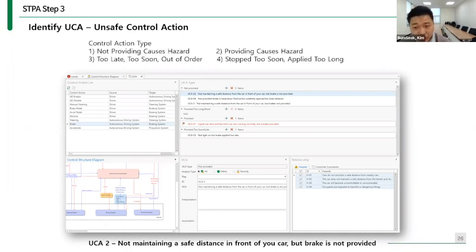Also, it is important to link these unsafe control actions to hazards in advance. Each can be connected to the hazards you already defined or identified. Like this, you can make the UCA table from all of the control actions you already identified.